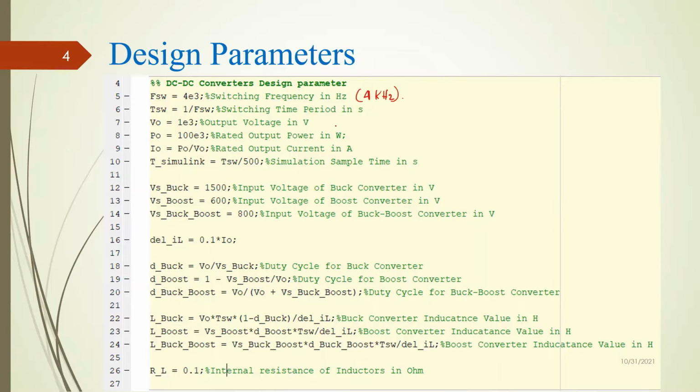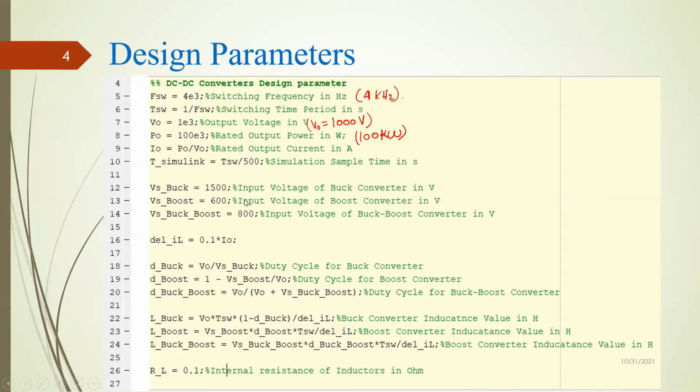I have considered that the output voltage of all three converters, buck, boost, and buck-boost converters, is 1000 volt. So this is our 1000 volt as output voltage for all converters. And the rated power I have assumed is 100 kilowatt, so for high power application, though not necessarily. It can be for low power also.